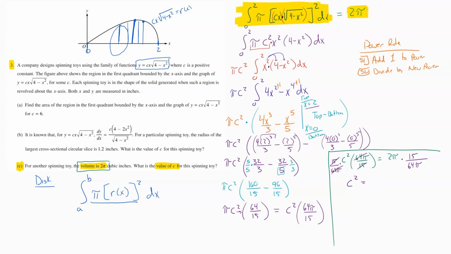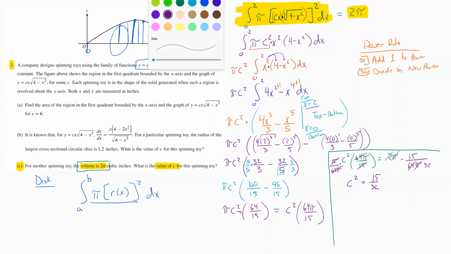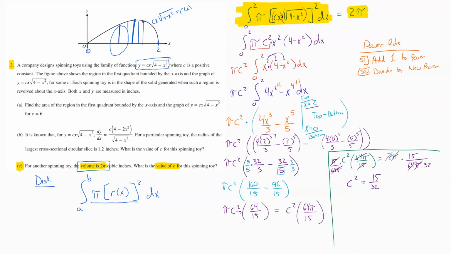And as you come over to the other side, look to do some simplification before bringing it all together. Pi on top cancels with pi on bottom. 2 on top is going to cancel with 64 on bottom and get us 32. And then from there, we would end up with 15 over 32. And now we'll square root both sides of this thing, and we should basically be done. So we'll square root both sides, and we end up with c equals plus or minus the square root of 15 over 32.